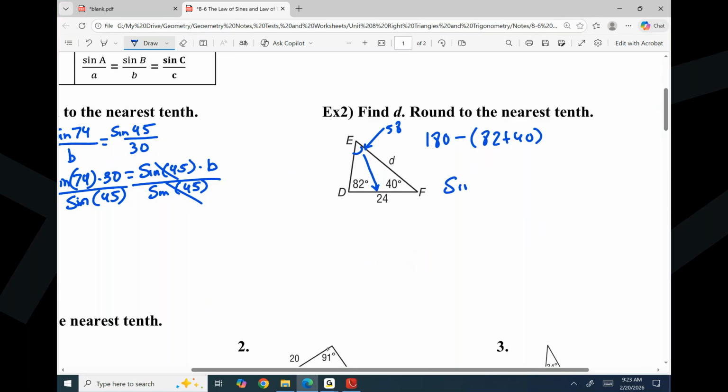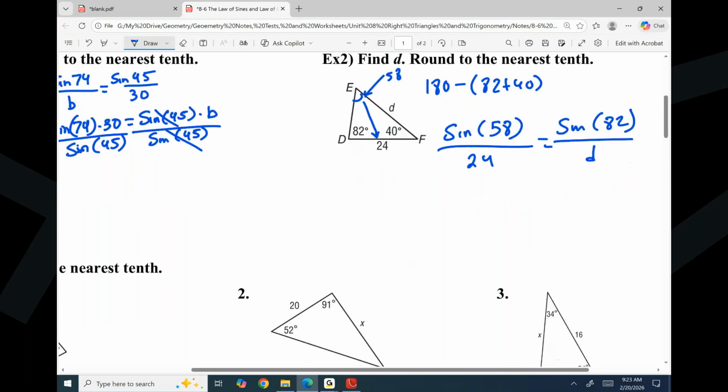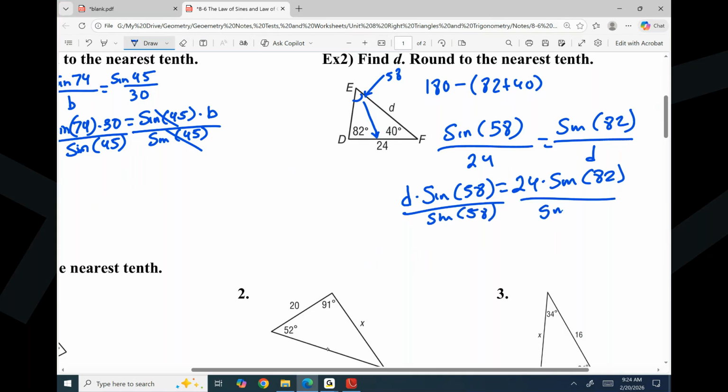So we get the sine of 58 over 24 is proportional to the sine of 82 over d. And then all you're going to do is cross multiply. So cross multiplying, you get d times the sine of 58 is equal to 24 times the sine of 82. Divide both sides by the sine of 58 and you're done, whatever that is. I'll let you guys do that. Someone do the math for that. What is d?